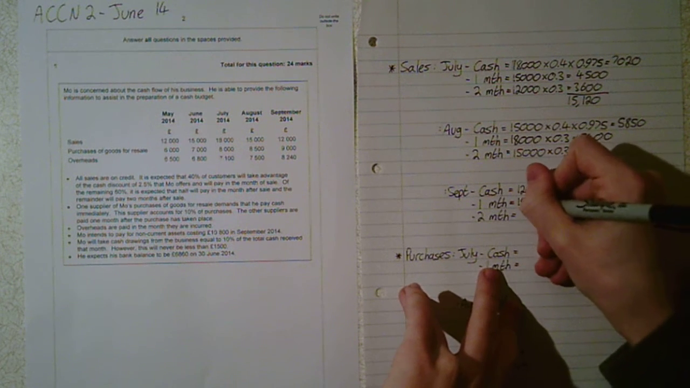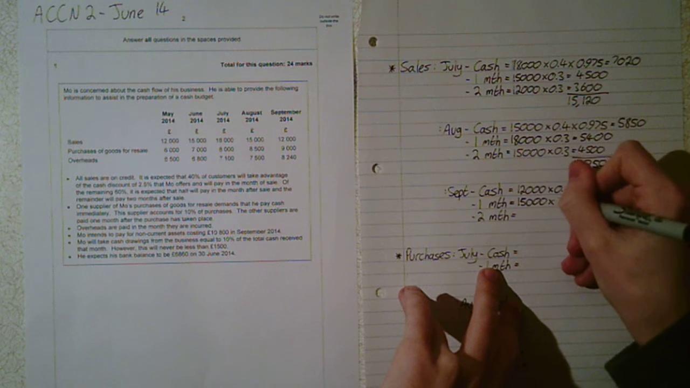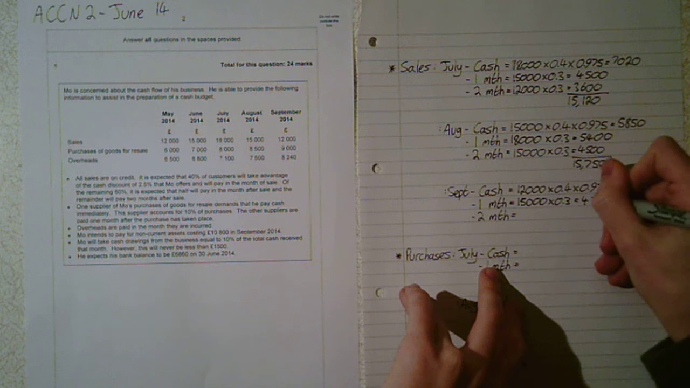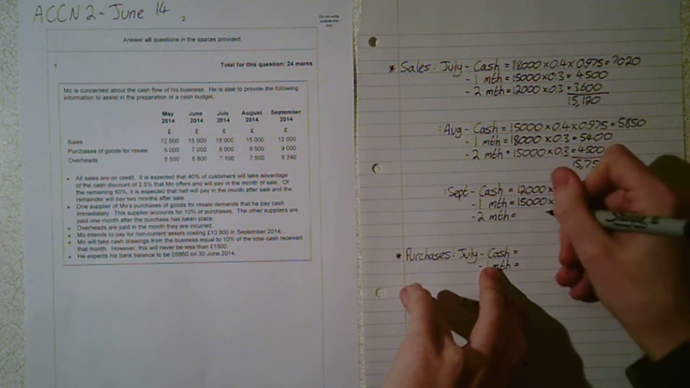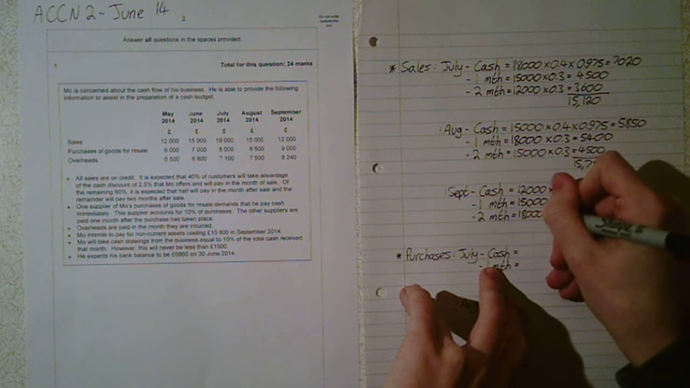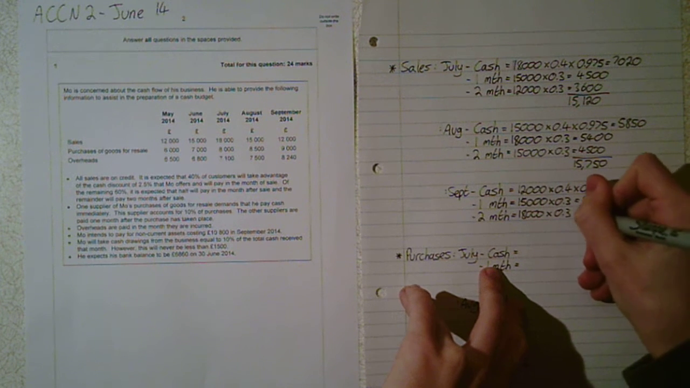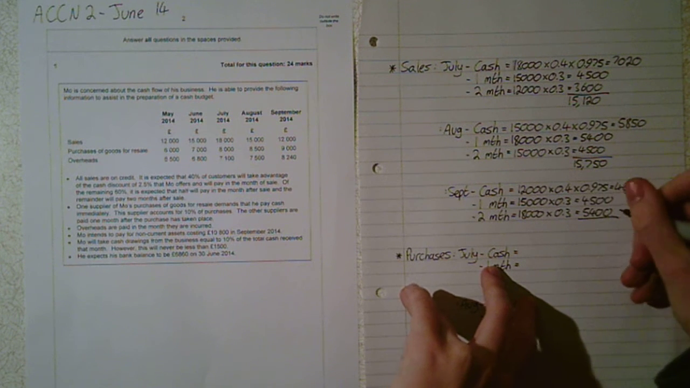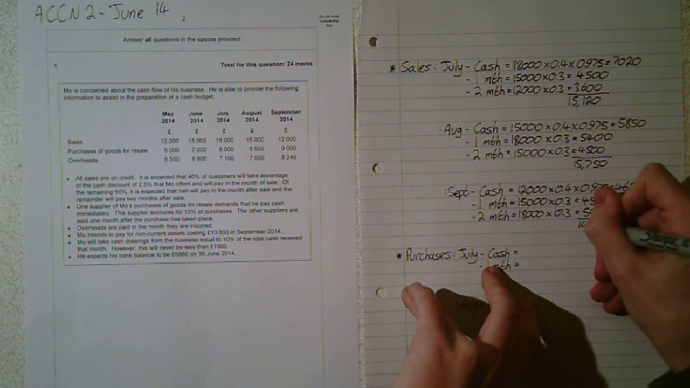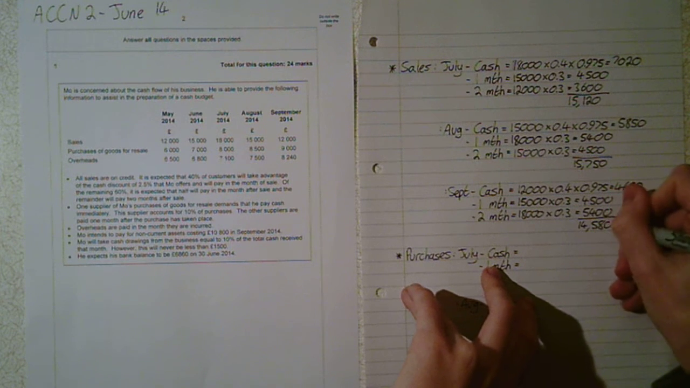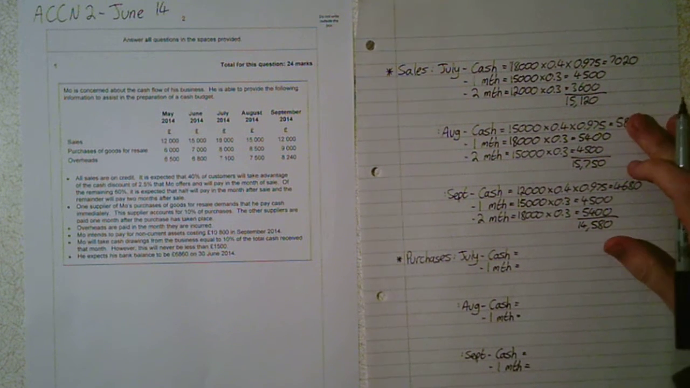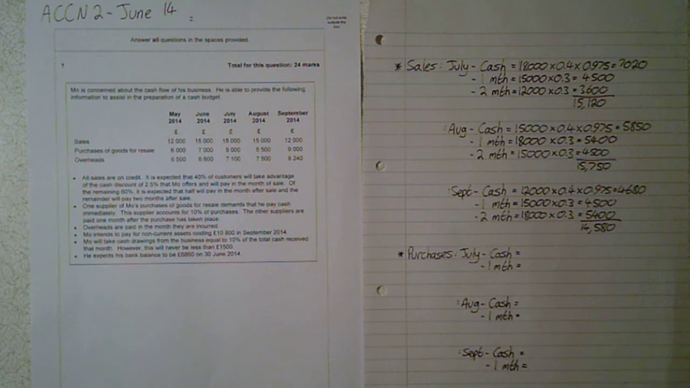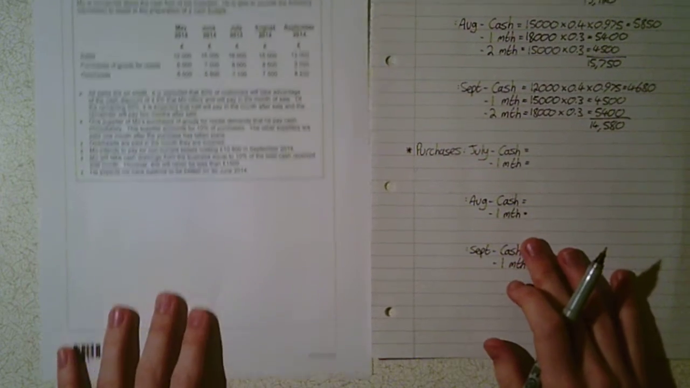August is sales of 15,000. 30% pay with 1 month's credit, which gives us 4,500. And we probably can guess it by now. It's very simple. 18,000 times by 0.3, £5,400. Gives me a total of 14,580. So it was important to do them because we need them for the drawings later, which I'll get onto later anyway. So we're on to purchases.